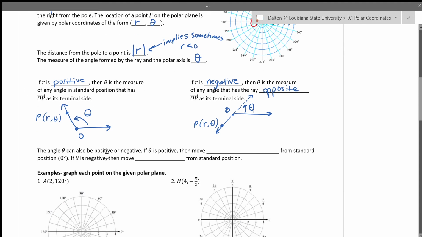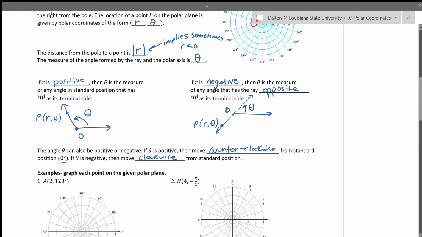It can also be positive or negative. This we've dealt with before. If we have positive angles on the unit circle, if I ask you where a positive 60 degrees is, that means we start in standard position, which is 0 degrees, and we move counterclockwise. Counterclockwise is the typical direction, in this case positive, and then of course if theta is negative, then we move clockwise from the standard position to graph.